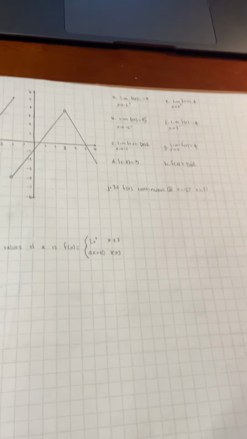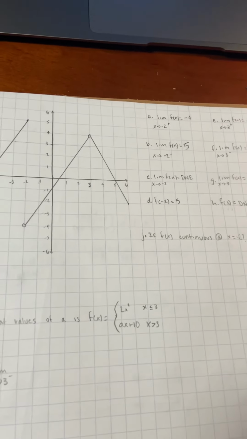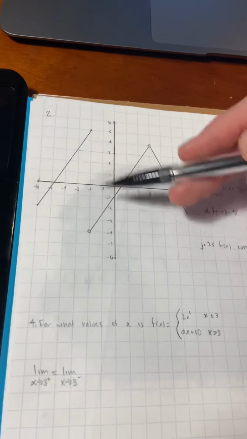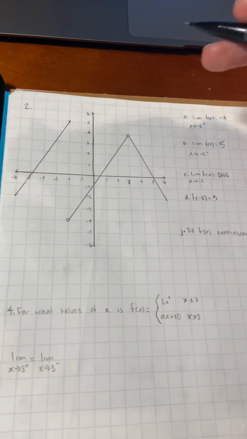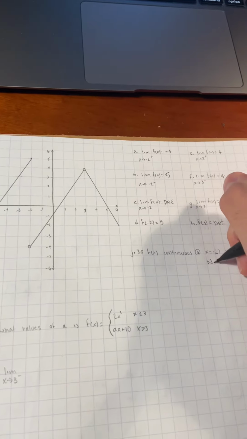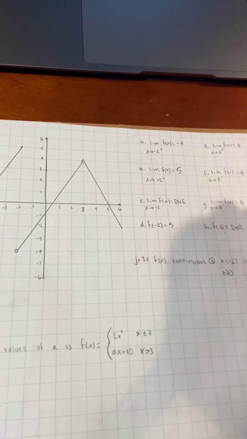And then it asks for J, is f of x continuous at x equals -2 and x equals 3? X equals -2, well, it approaches from two different values, so no. And then for x equals 3, we just answered that, no.